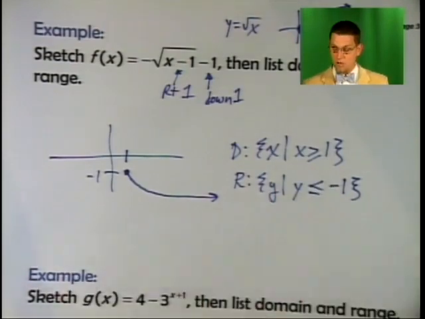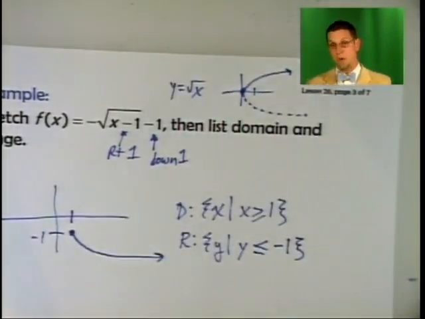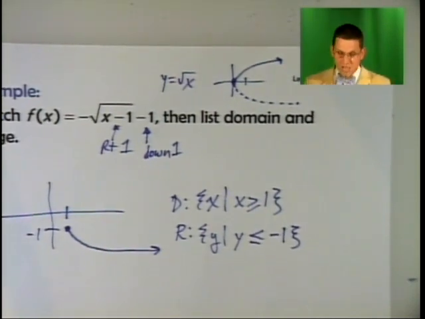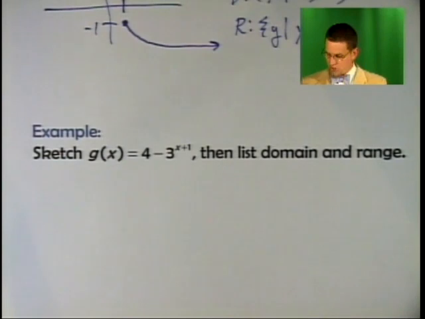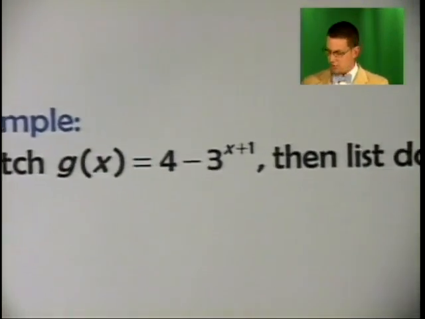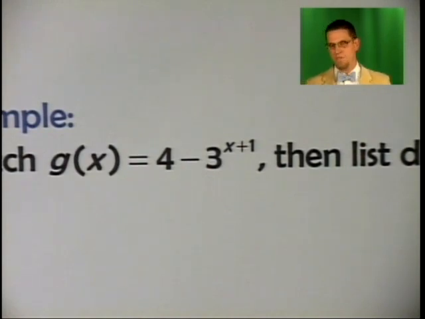It's enough to talk about the graph just by doing some simple transformations of a parent function that we've memorized. Let's try another one down here. We've got g of x now is 4 minus 3 to the x plus first power. Ooh, okay. So what's the parent function here? 3 to the x plus 1?